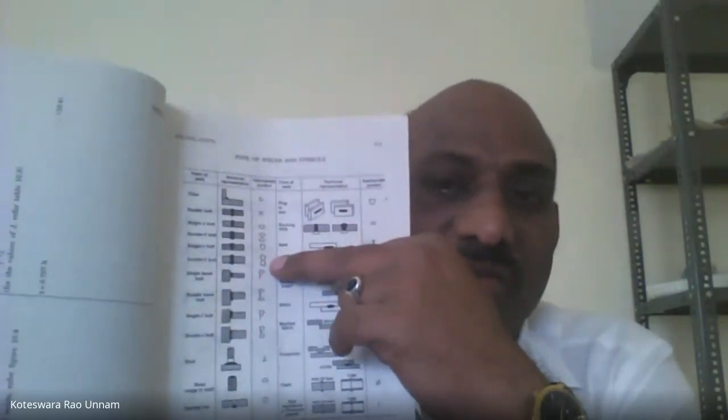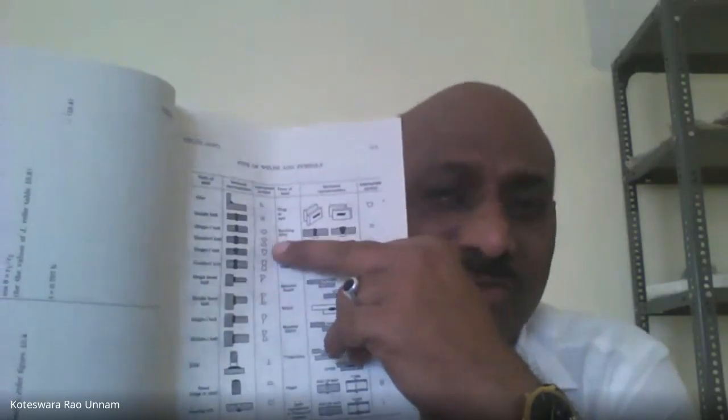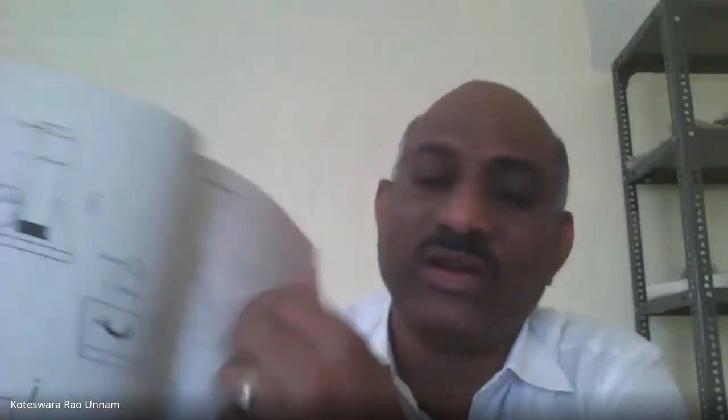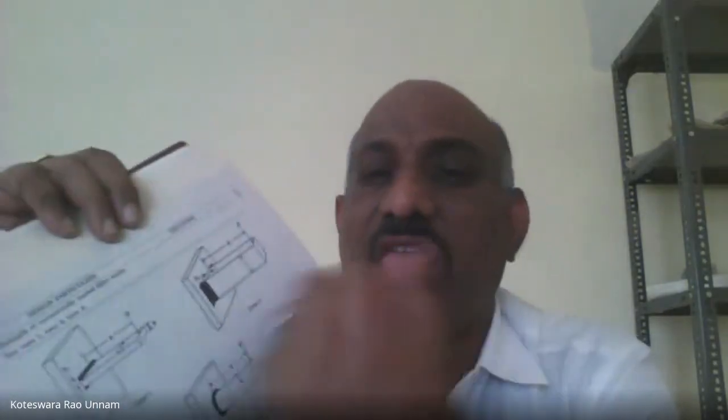Sometimes they will ask for the symbols, or sometimes they will ask you to draw the joint also. Everything is available here. If you refer to the data book, all the formulas and everything are going to be there. Anyway, this corresponds to the eccentric load, so we'll discuss this later.